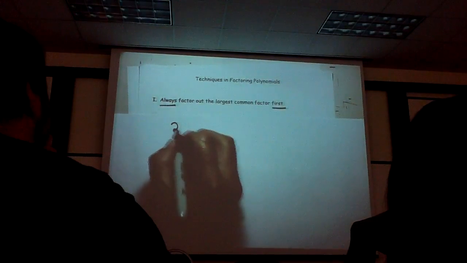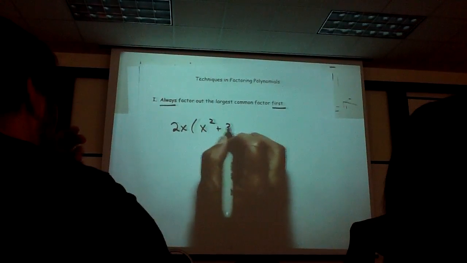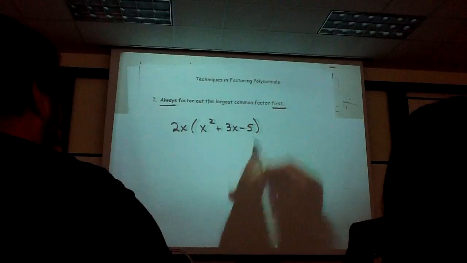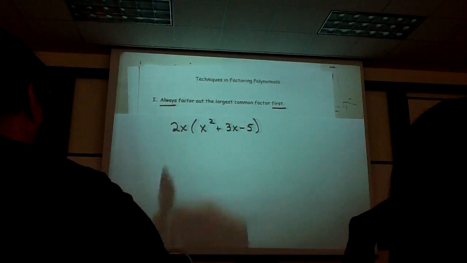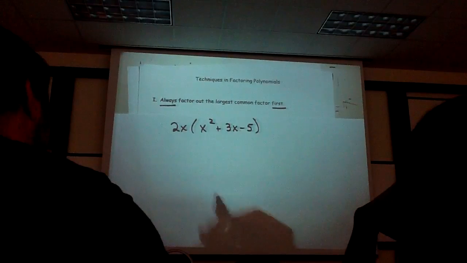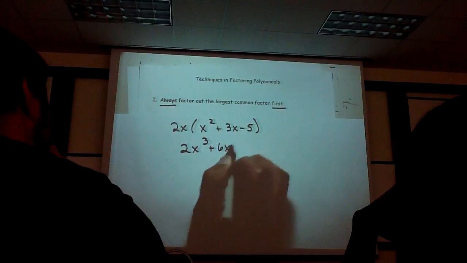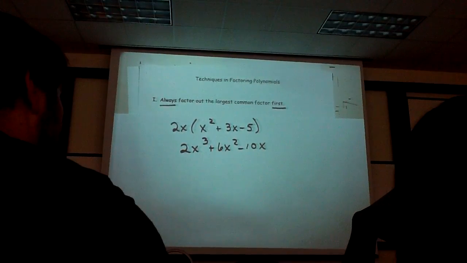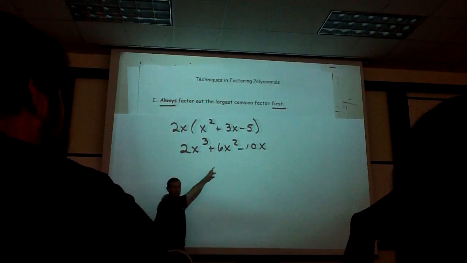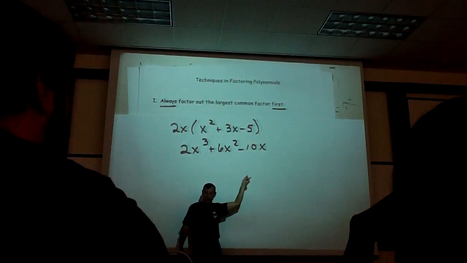Let's go back a second. This is what we did today. We said 2x times that polynomial. You use a distributive. 2x3, 6x squared, minus 10x. This is what we're starting with now, and we're looking for a common factor.